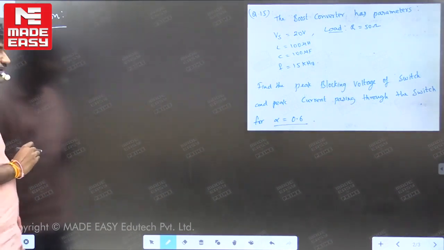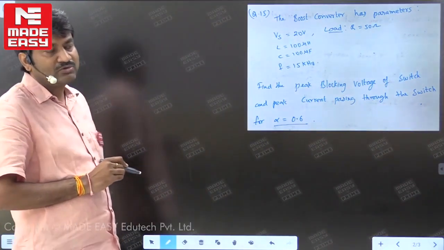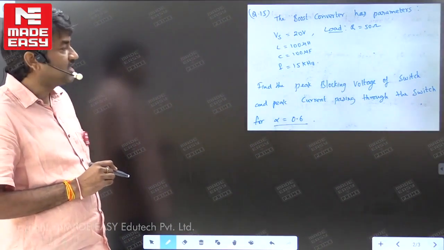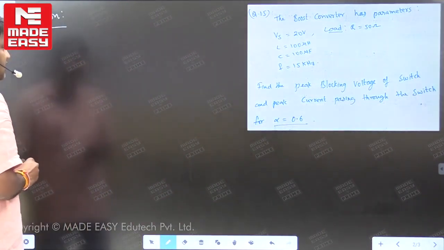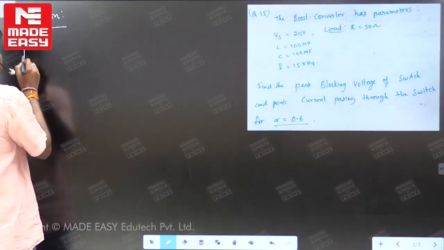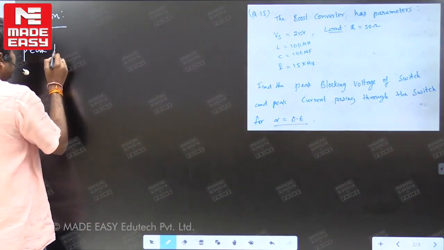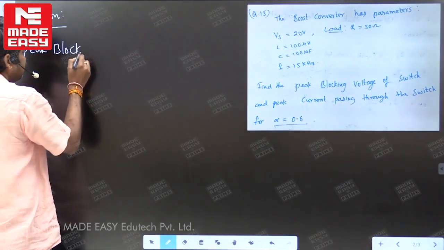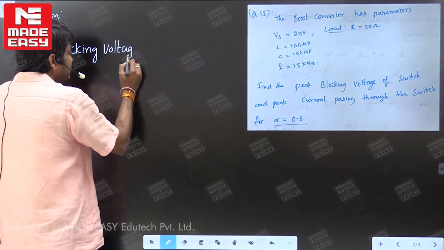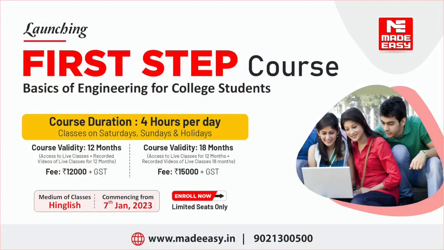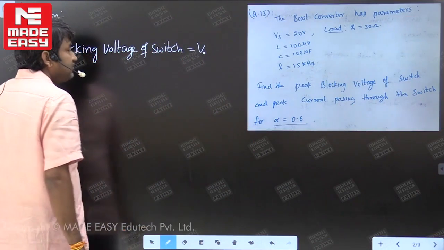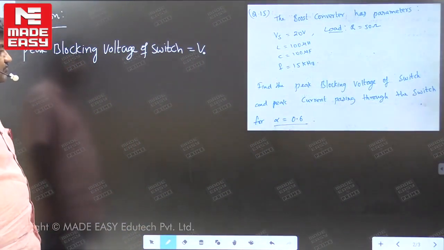You know, in buck converter, the switch and diode should be able to block the entire supply voltage. Whereas in boost converter, the switch and diode must be able to block the entire output voltage. So here the peak blocking voltage of switch is equal to V naught. That means we have to find the output voltage.